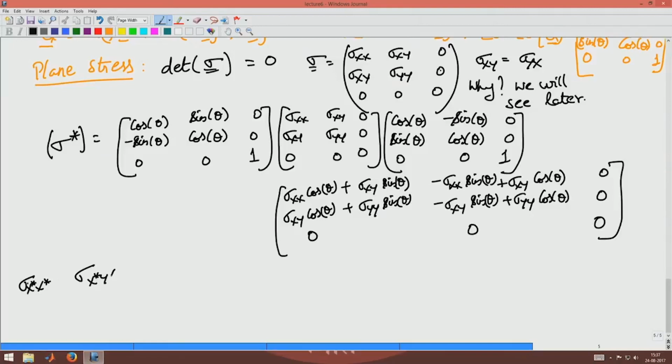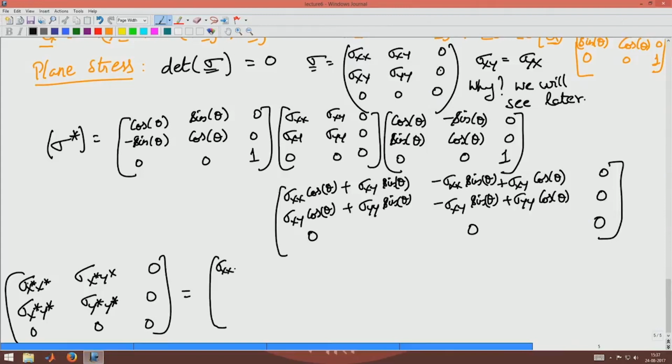I will get sigma x star, sigma x star y star, 0, 0, 0, 0, this matrix to be sigma xx cos square theta plus sigma yy sin square theta plus 2 times sigma xy cos theta sin theta. That will be the first term.